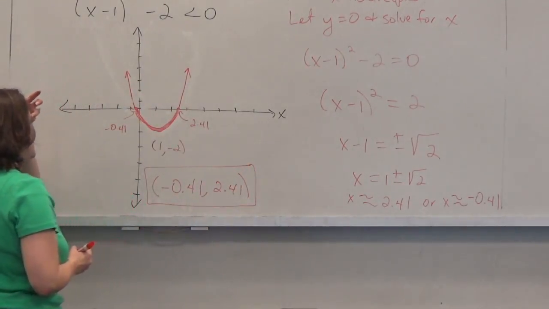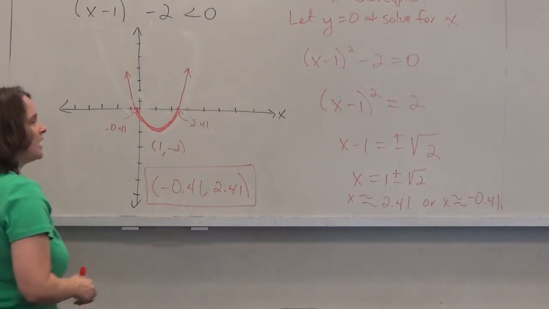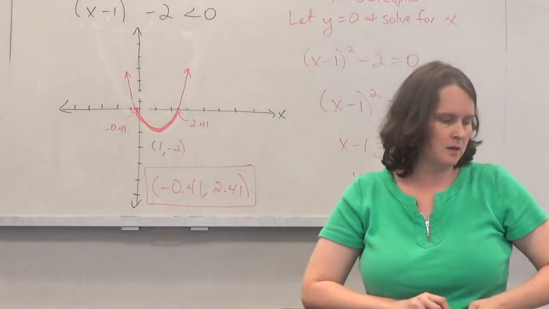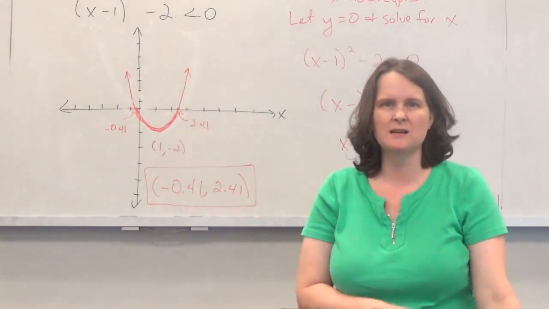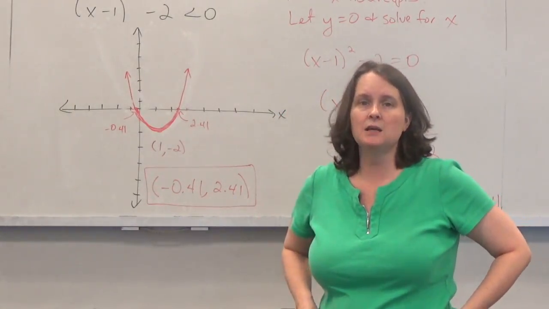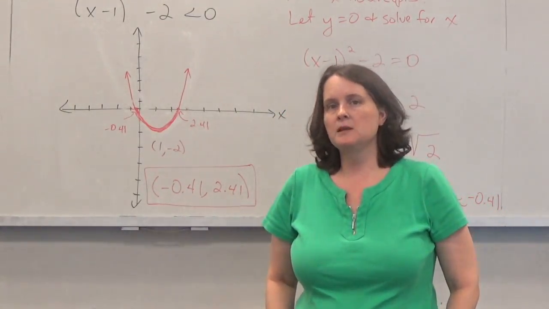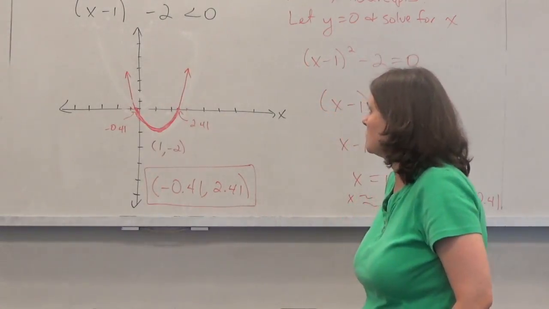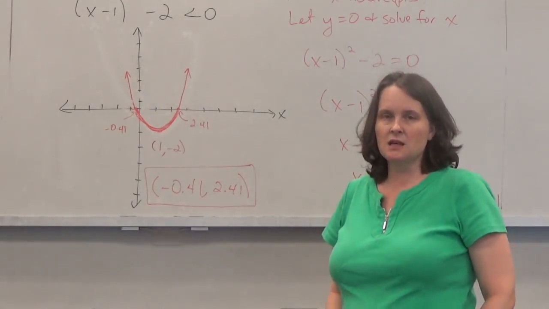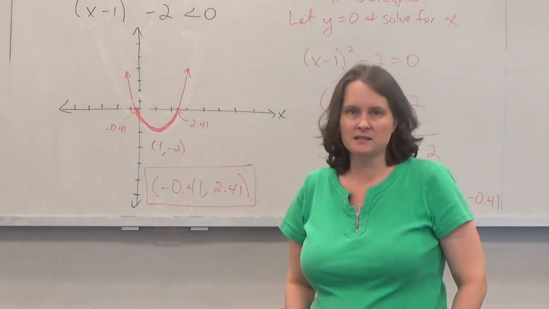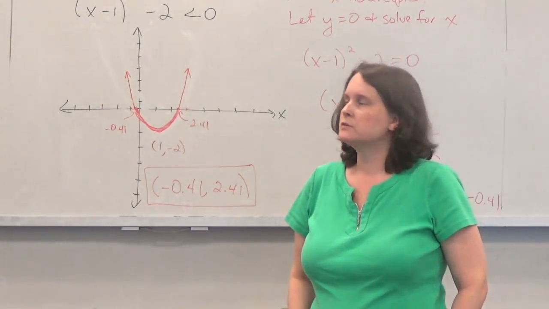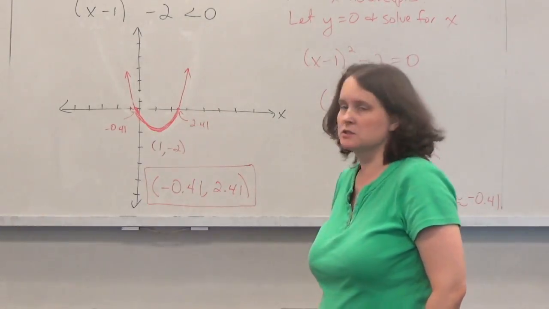If you don't understand any of this, the graphing calculator can help you as well. If you go to the y equals button on your calculator, type in (x minus 1) squared minus 2, you can graph it, and then you can see on the graph where it's dipping below the x-axis. Then you'll just need to find the x-intercepts, and it will do that for you as well. So you can use that as a tool also.